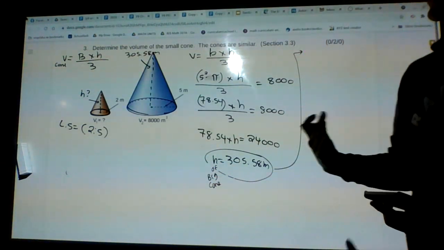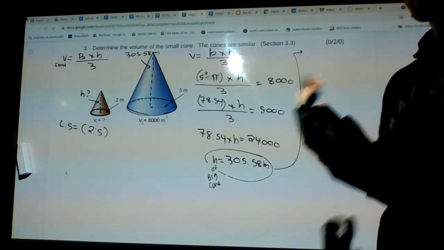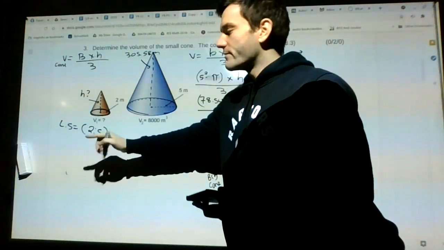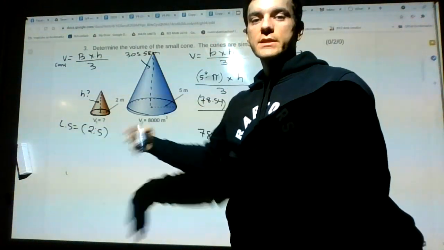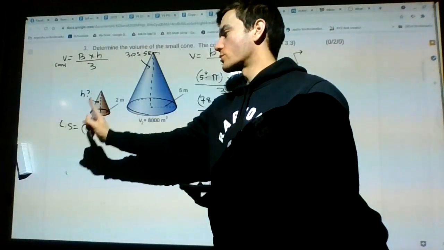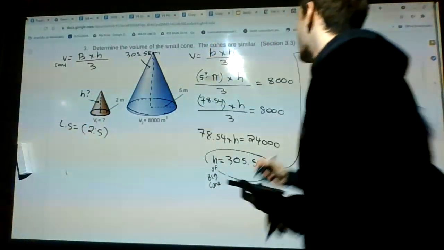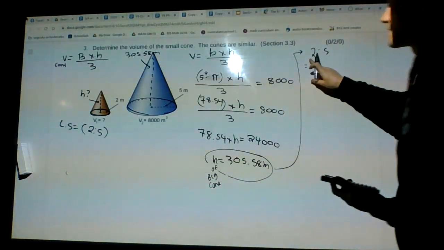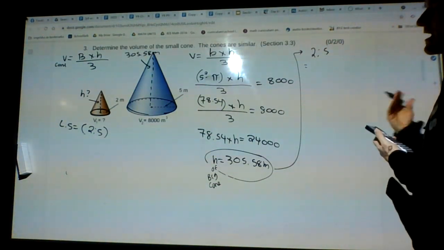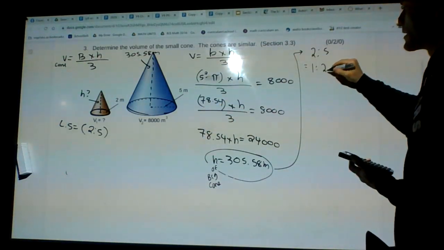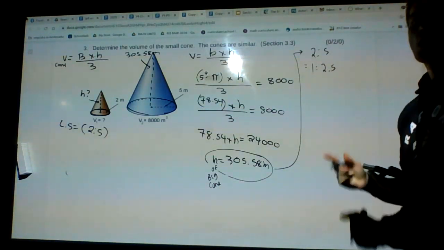Now, one thing I like to do, just for my own ability to understand these questions: 2 to 5 is the correct way to write this ratio because it's in lowest reduced form. But I like to think about what just 1 unit is worth on this side. If the length scale is 2 to 5, well, if 2 gives me 5 meters, then 1 meter on the small side would give me 2.5 meters on the larger side.